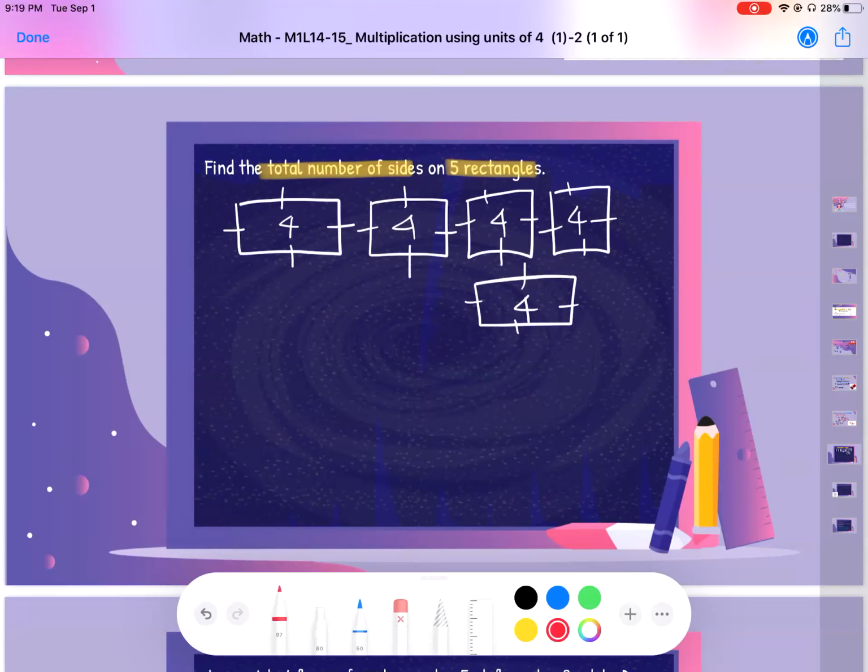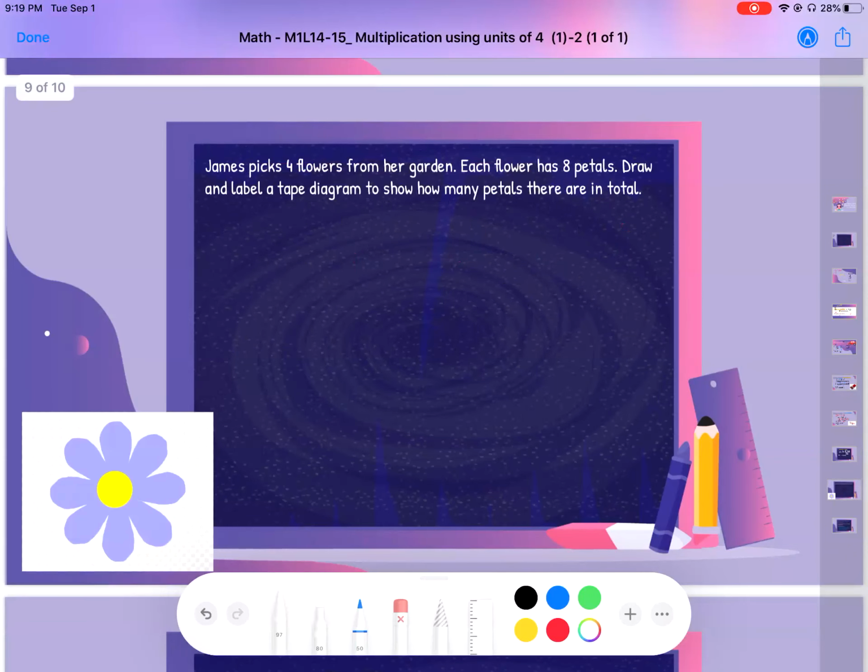So what is the total number of sides? So there are 2 ways to do it. 1, just add all the numbers. And 2, we can come up with a multiplication sentence, which is 4 times 5. And the answer is 20 sides. So now we're going to go on and do the last question.